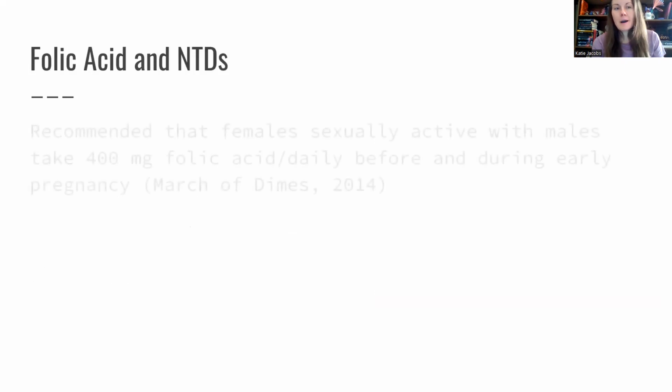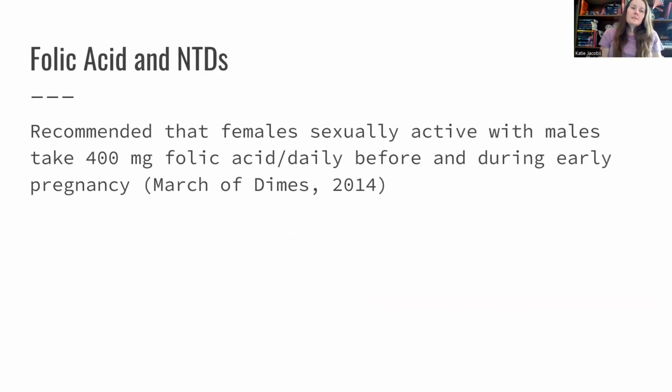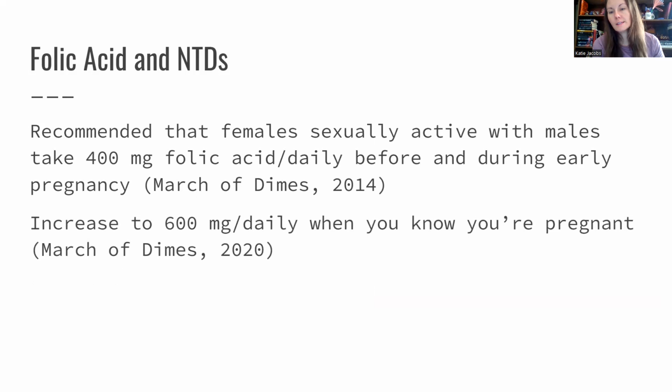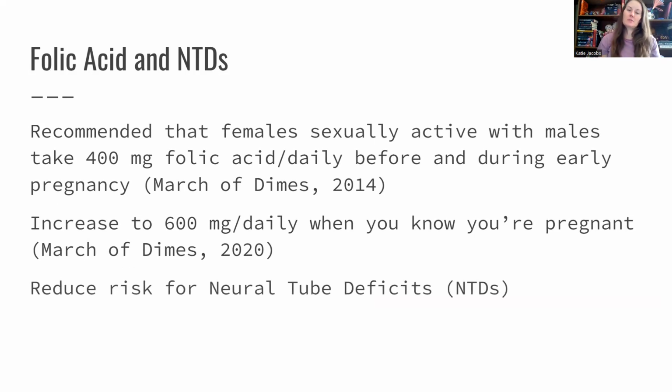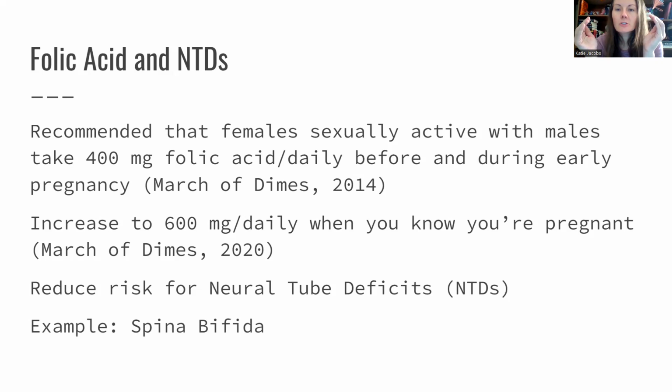Let's talk a little bit about folic acid. It's recommended that females who are sexually active with males take about 400 milligrams of folic acid daily before and during early pregnancy. Once someone knows that they're pregnant, they should increase that to 600 milligrams daily. This reduces the risk for neural tube deficits like spina bifida, because it helps the spinal column close off and form properly.